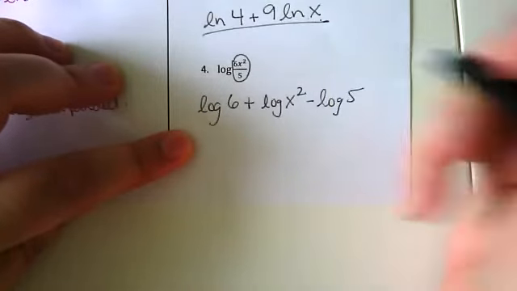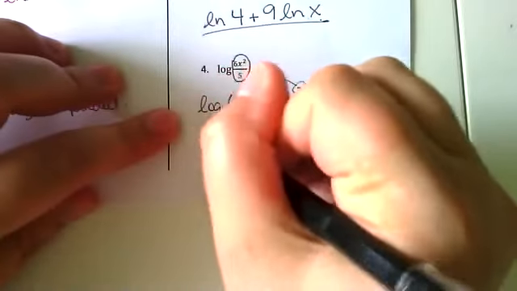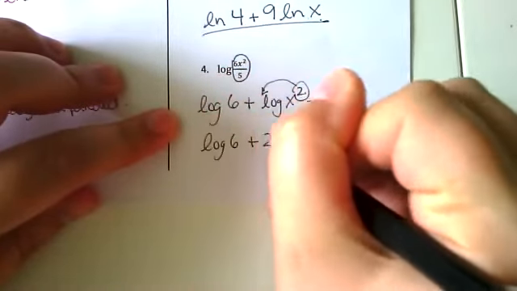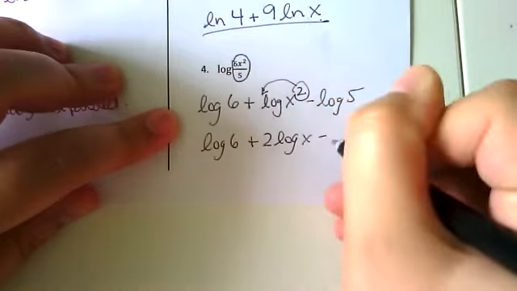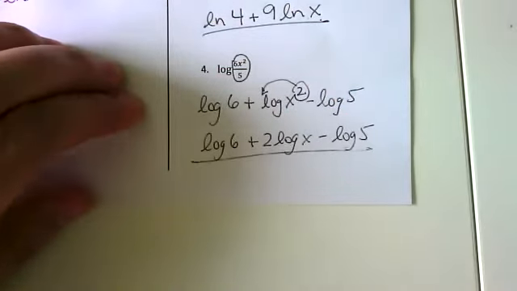Then last thing, just check for any exponents. I have the 2 there. I need to move it to the front. So now I just have to rewrite my final answer. And again, you can do that in the same step if you want to. And there's our final answer, log 6 plus 2 times the log of x minus log 5.